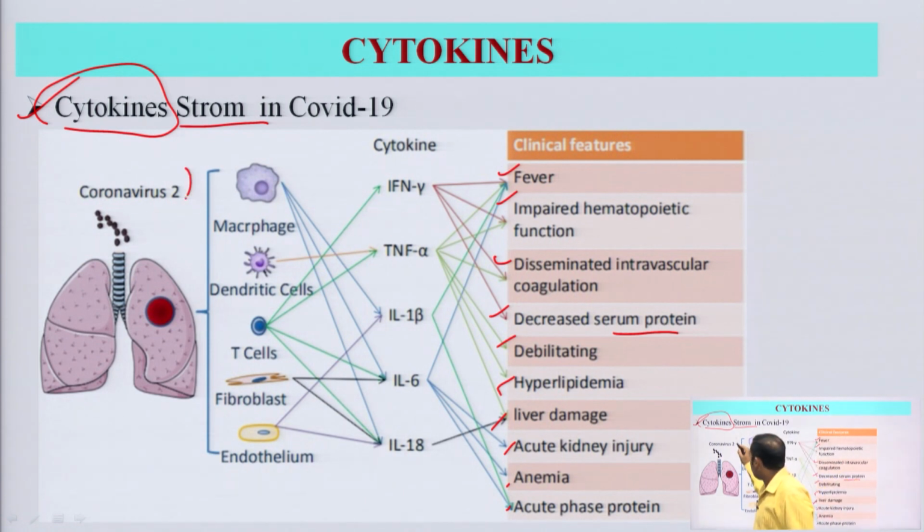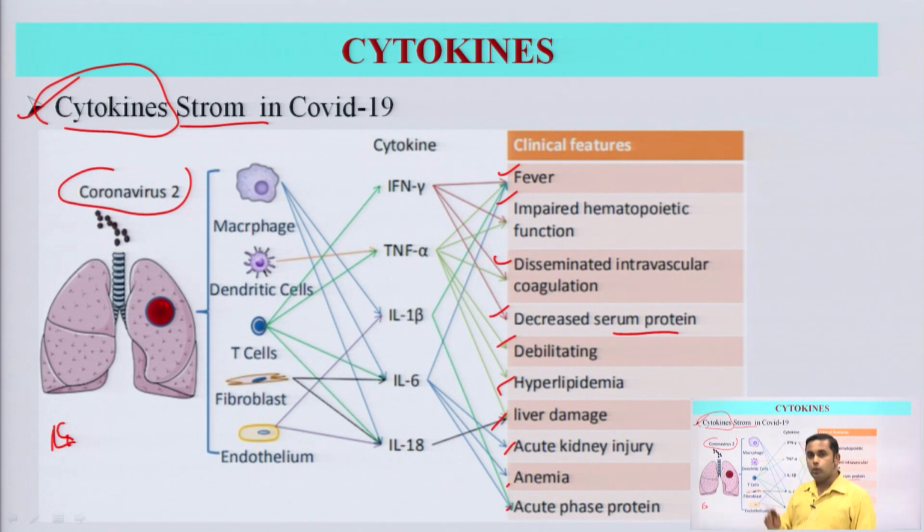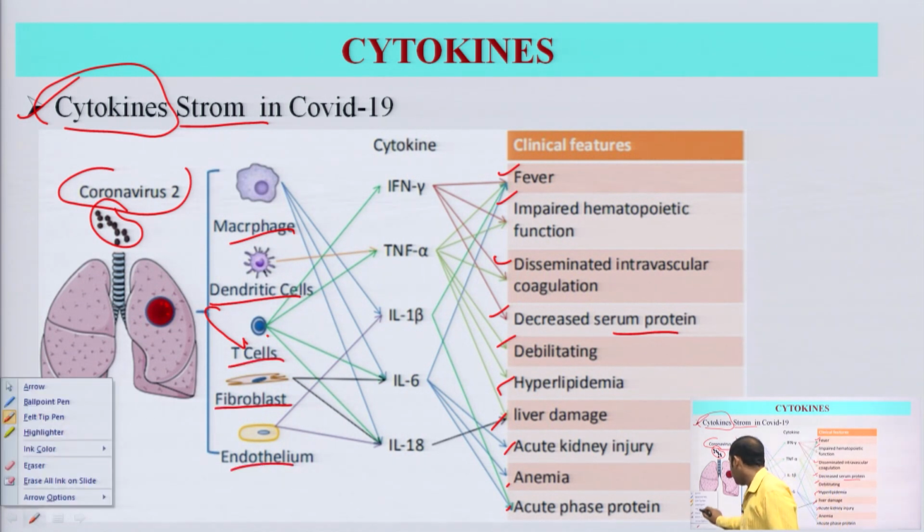For example, coronavirus. This is our lung, I am writing L, this is our lung. When the coronavirus, SARS-CoV-2, enters your body, what will it do? It will first go to the lung cell, where the ACE2 receptor is present, and it will bind with the ACE2 receptor. It is a foreign substance, so your entire immune system will get activated. Macrophage, dendritic cell, T cell, fibroblast and endothelium, all will be activated.